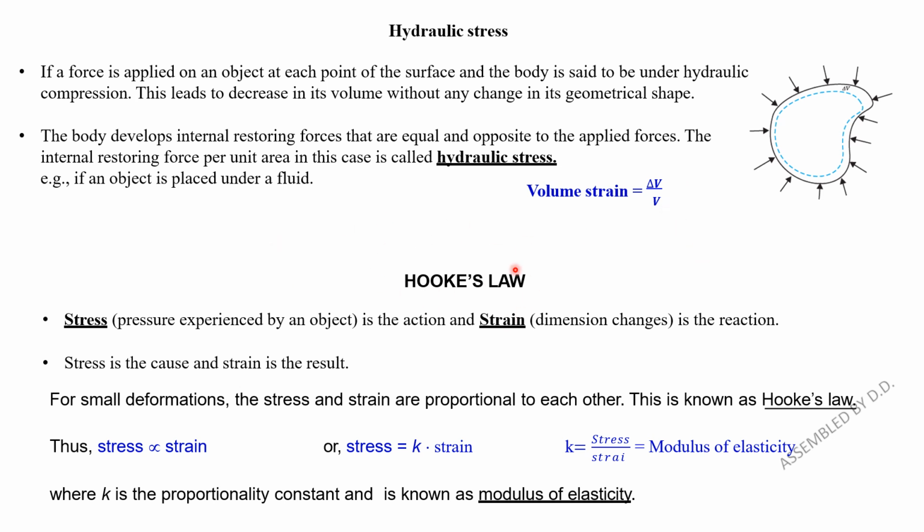Next we will see about Hooke's law. Stress, that is the pressure experienced by an object, is the action, and strain is nothing but dimensional changes. Stress is the cause and strain is the result. For small deformation, the stress and strain are proportional to each other. This is known as Hooke's law. Therefore, it can be written like this: stress is directly proportional to strain, or stress is equal to K into strain. K is a constant, the proportionality constant, and it is known as modulus of elasticity.